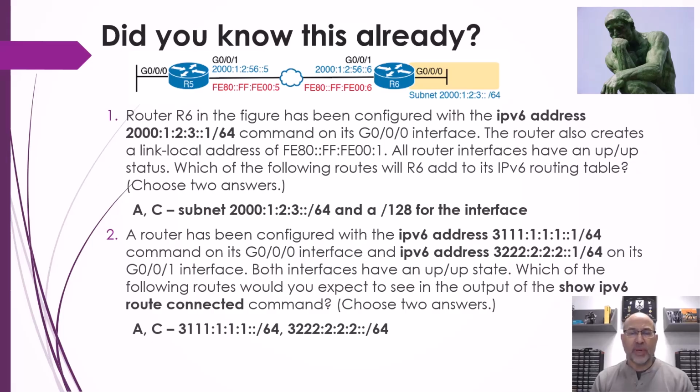Question number 2: a router has been configured with that address on one interface and another address on its G0/0/1 interface. Both interfaces are up. Which of the following routes would you expect to see in the output of the show ipv6 route connected command? And that would be the two prefixes.